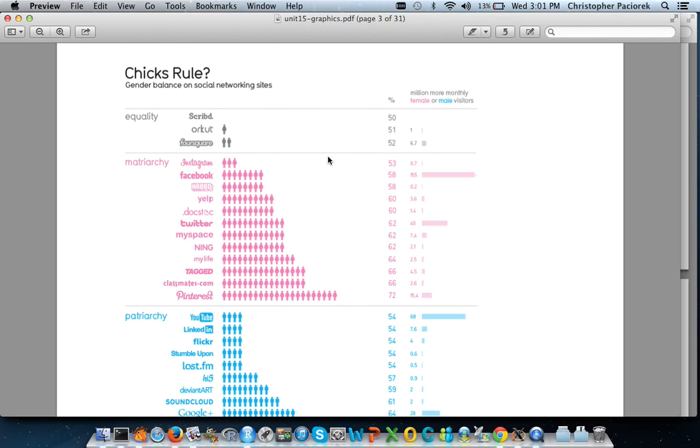The other interesting thing here is, how did this cutoff get made between 52 and 53? Is that based on some statistical assessment of uncertainty of whether it's actually statistically different than 50%? Or did they just arbitrarily make a cutoff and say, anything between 48 and 52 is neutral, and anything greater than 52 or less than 48 goes into the patriarchy or the matriarchy?